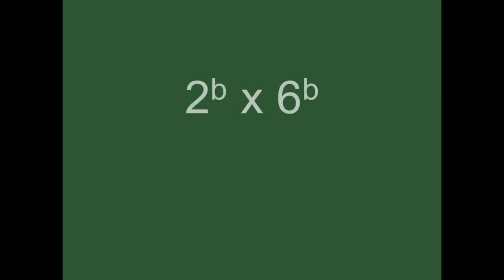In this one, we have a variable, but the exponent is the same. So all we have to do is 2 times 6. That's 12. What does the b stand for? In this case, all we know is it's a placeholder, so we're going to leave it there, and 12 to the b power is our answer for that one.